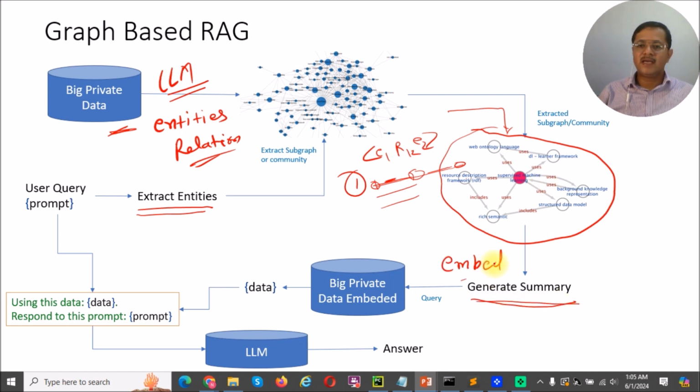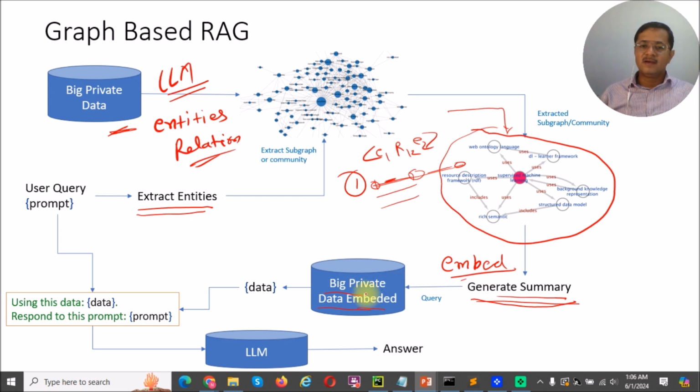The next part is to embed all that information. Why am I saying to embed all this information? Because large language models contain all the information in the form of embeddings. So some text embedding they are already using. So we will use a similar embedding library or the same embedding library to embed our generated summary. Now we take the big private data, the same big private data, but in embedded format. That is again embedded with the help of a text embedding system similar to the large language model's embedding.